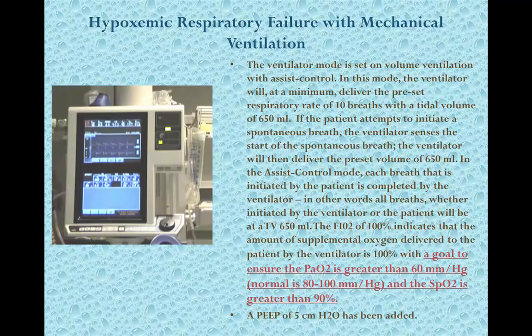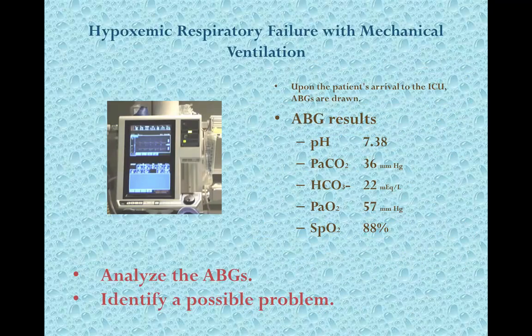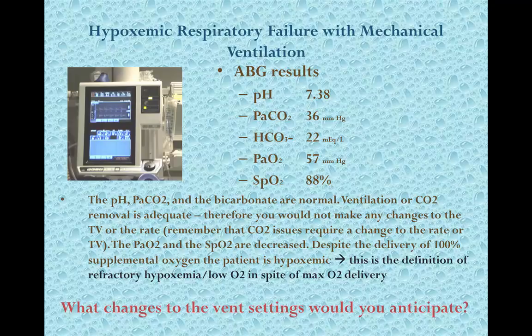The additional thing that's been added to the ventilator settings is a PEEP of 5 centimeters. After the patient has arrived on the unit, is stabilized, and has been on the ventilator for a little bit, ABGs are drawn, and here are the results in front of you. Take a moment to pause the recording, analyze the ABGs, and try to identify a possible problem. When we look at the ABGs, we can see that the pH, the CO2, and the bicarbonate all fall within the normal range. So by definition, this would be a normal ABG.